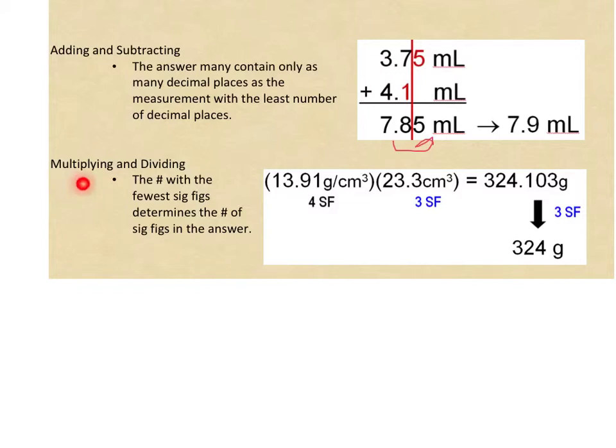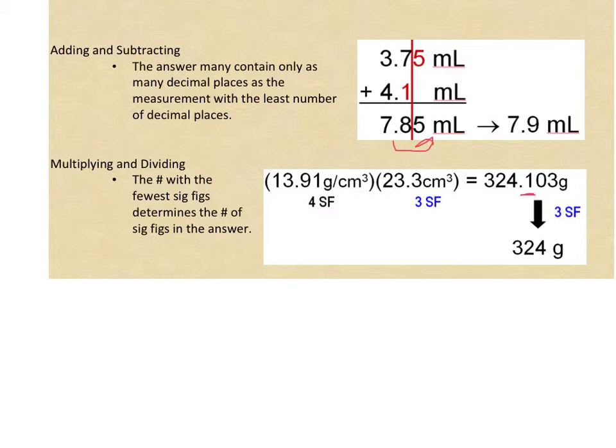Next, for multiplying and dividing, you're going to count the number of sig figs in all your numbers. The number with the fewest sig figs determines the number of sig figs in your answer. For instance, 13.91 times 23.3. When you multiply it, you get 324.103. Next, you want to count the sig figs of your question. This one has 4 sig figs. This one has 3 sig figs. That means your answer needs to have 3 sig figs. So you would take 324. The next digit is a 1, which means that you keep it as 324.